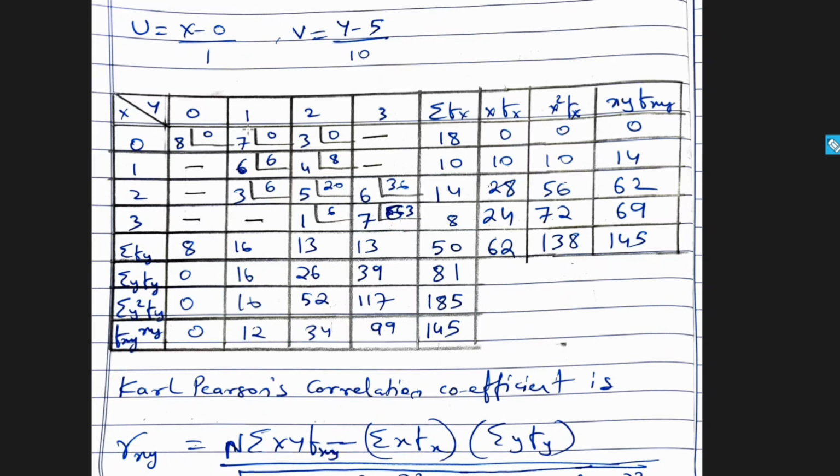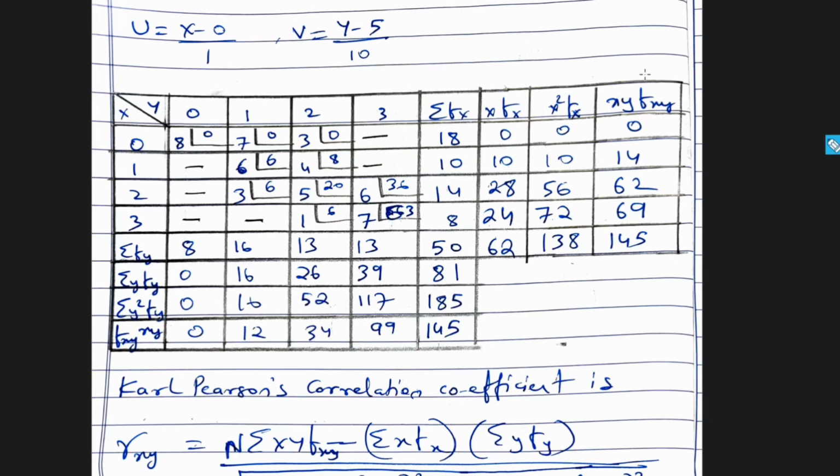Next, you have to square the y values and then multiply with the frequencies. 0 into 8 is 0. 1 square is 1. 1 into 16 is 16. 2 square is 4. 4 into 13 is 52. 3 square is 9. 9 into 13 is 117. So 16 plus 52 plus 117 is 185.